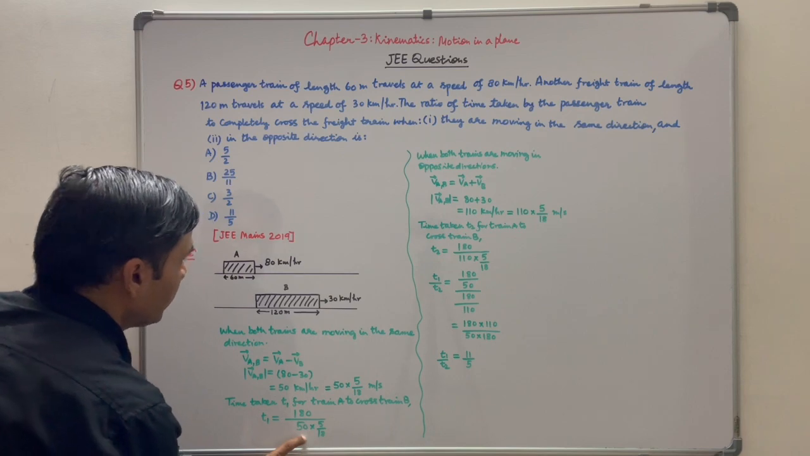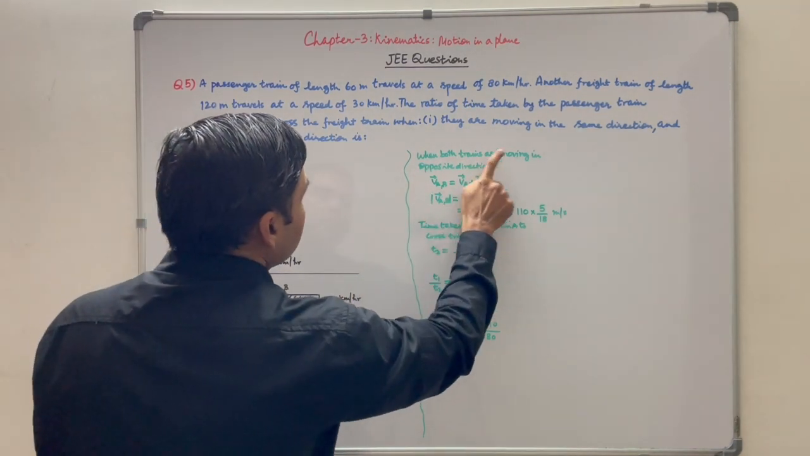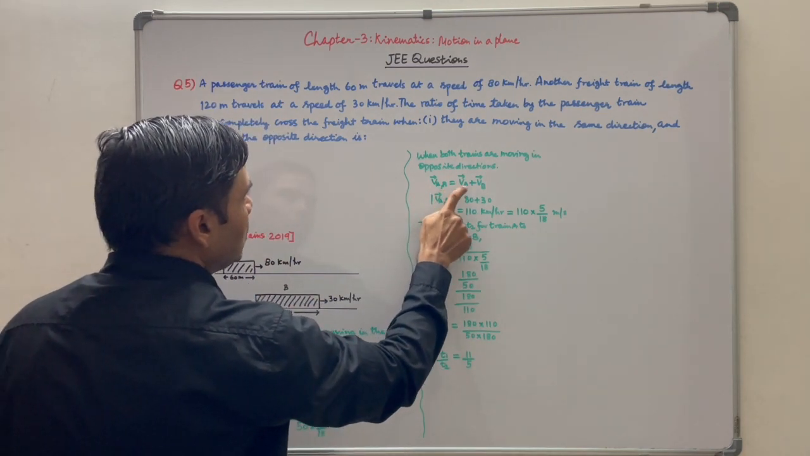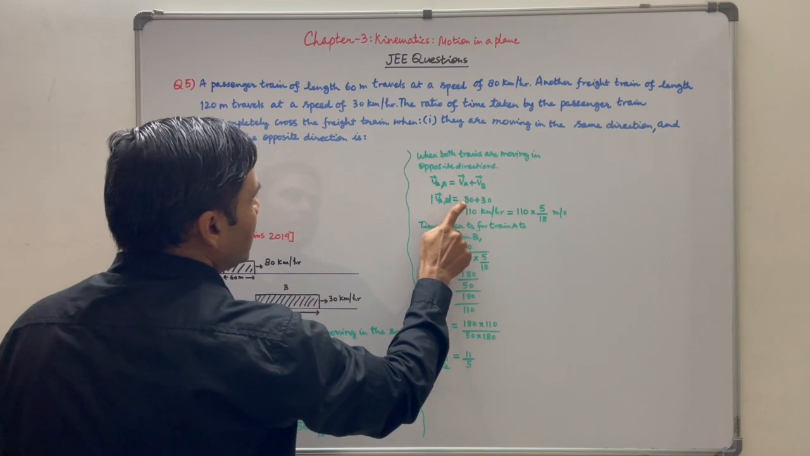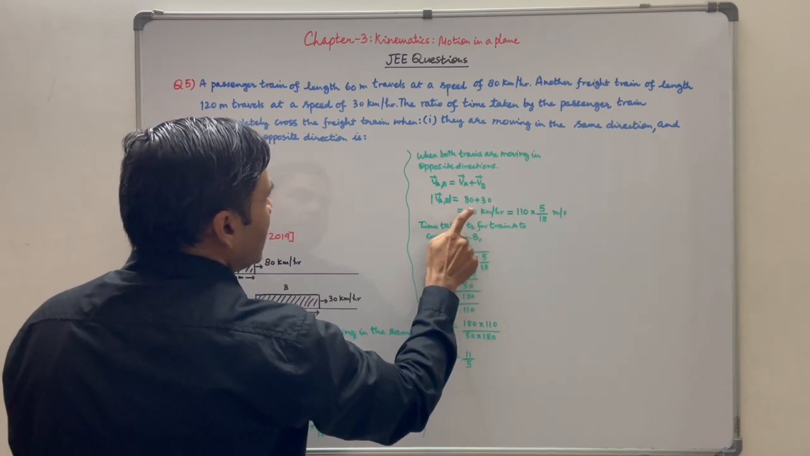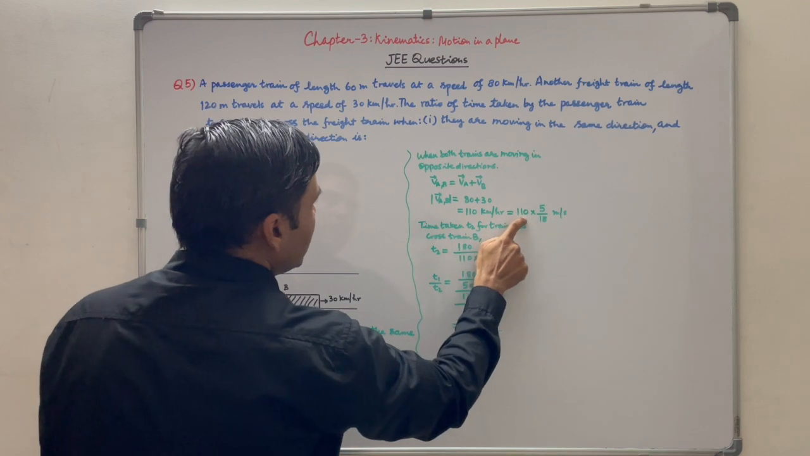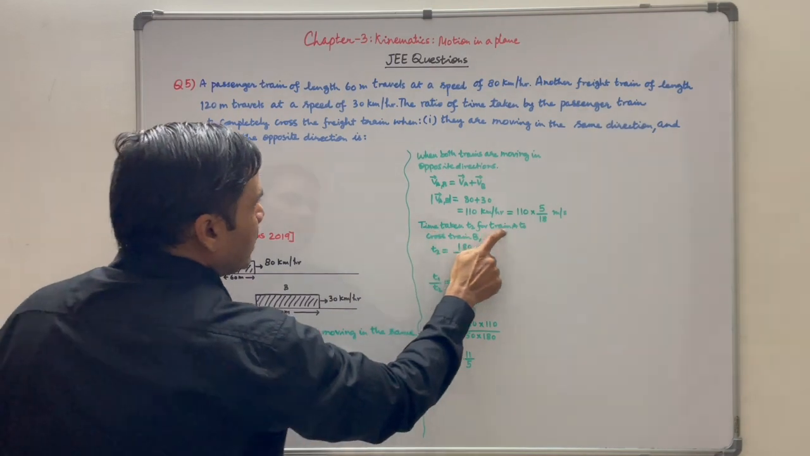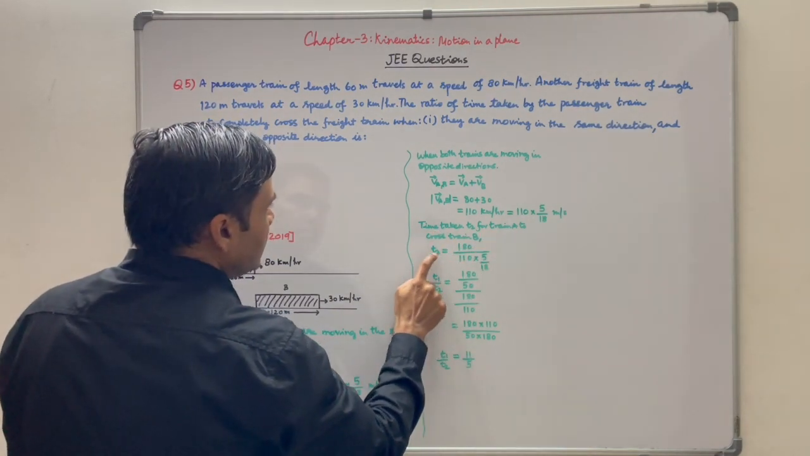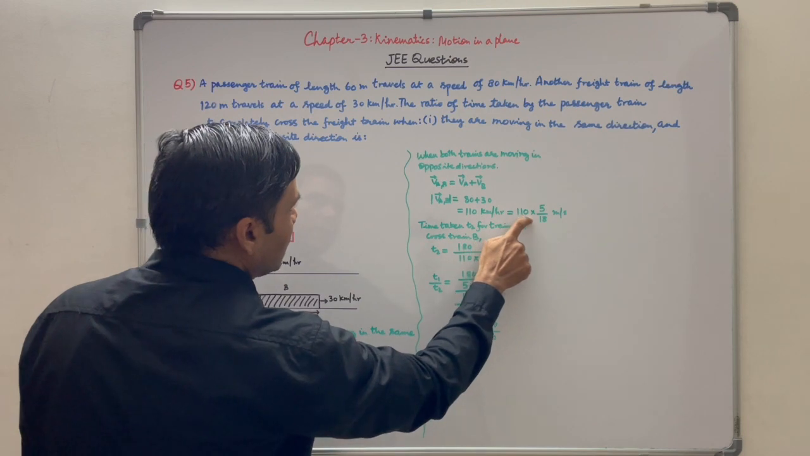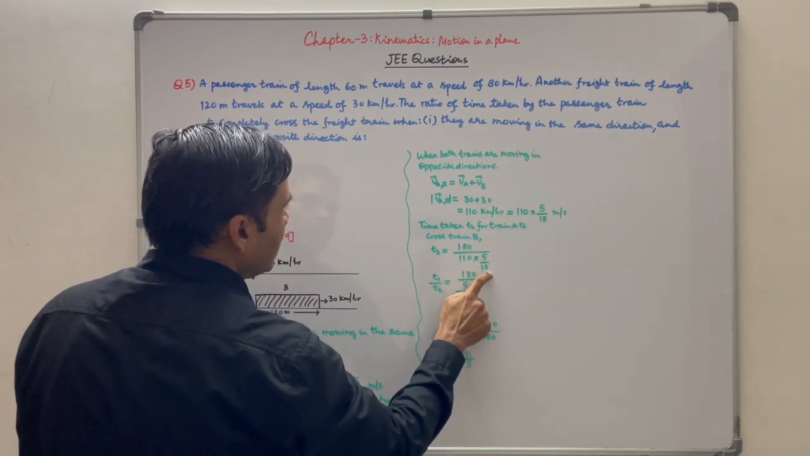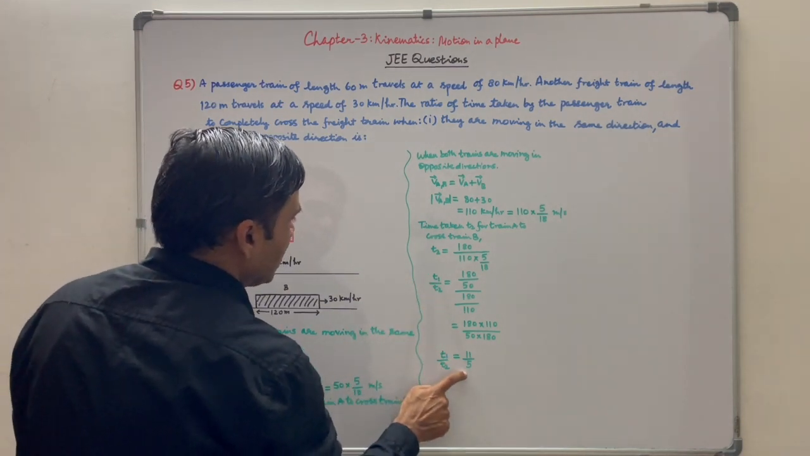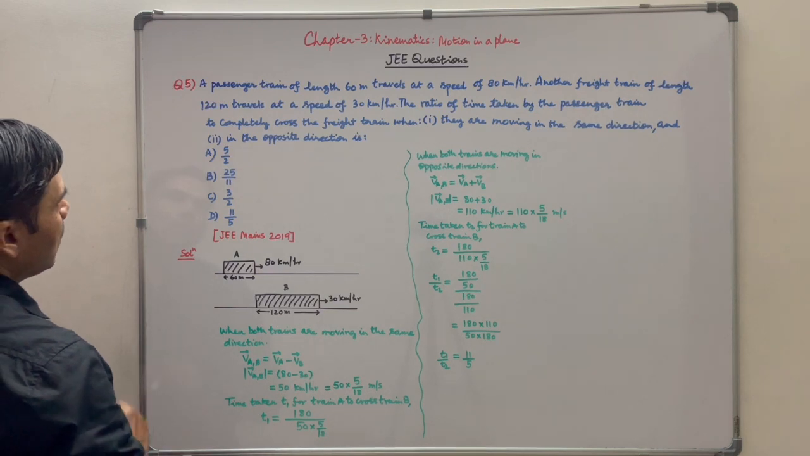In case 2, when both trains are moving in opposite directions, velocity of A with respect to B will be equal to VA plus VB. That will be equal to 80 plus 30, that is 110 km per hour, or 110 into 5 by 18 meter per second. Now time taken for train A to cross train B, in this case T2 is equal to 180 upon relative velocity, that is 110 into 5 by 18. So ratio of T1 is to T2 comes out to be 11 by 5. So the correct option is option D.